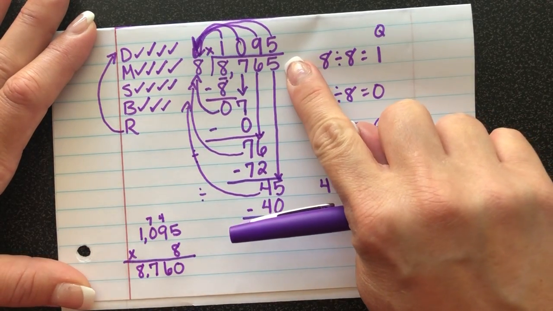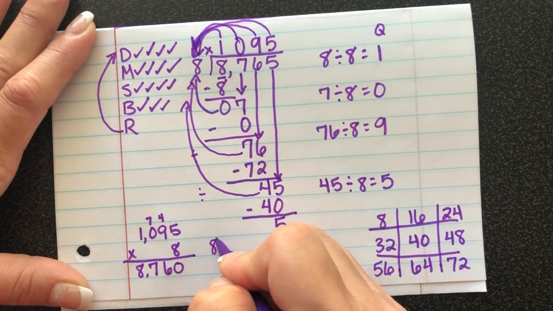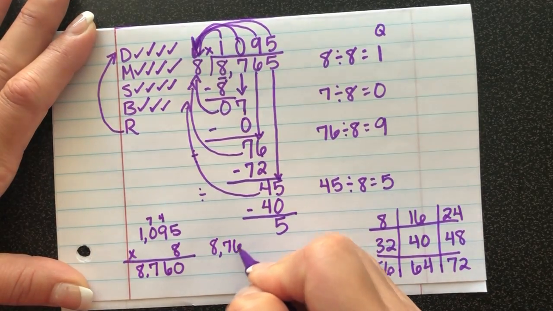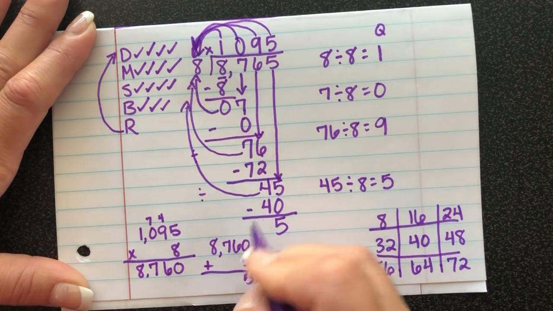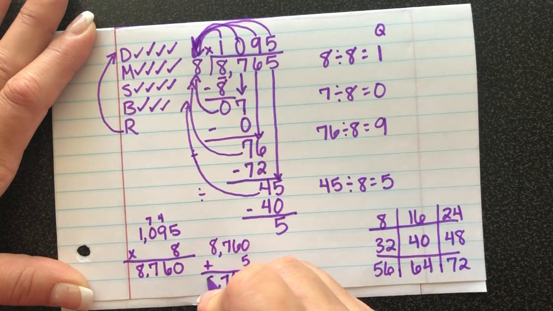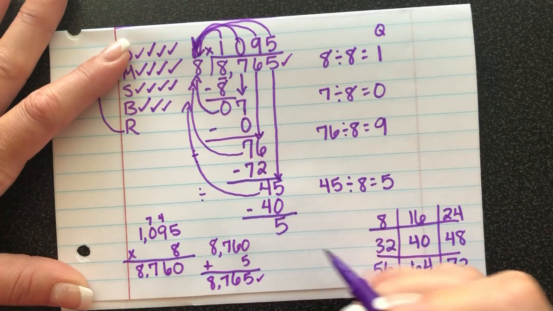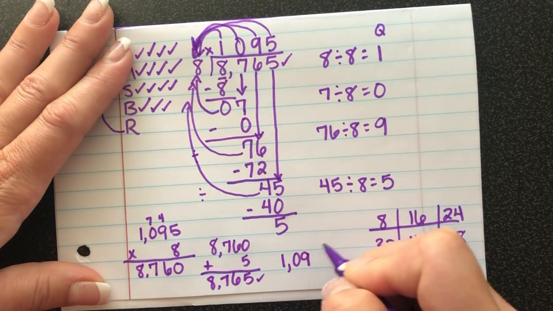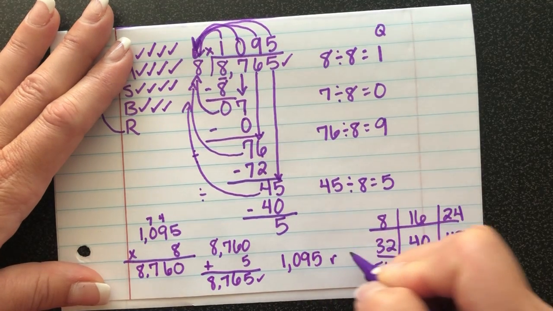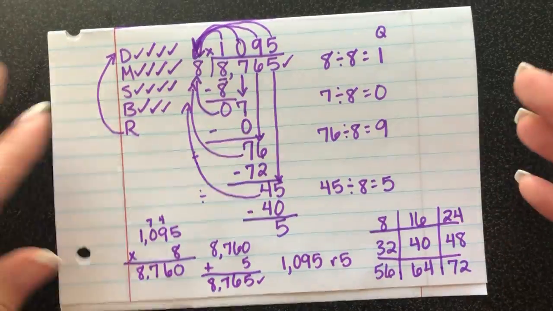That does not match my dividend because I have a remainder of 5. So I need to take that 8,760 and add 5 to it. And that gives me my answer, or my dividend. It does match, okay? So my answer for this problem would be 1,095 with a remainder of 5. Okay, next problem.